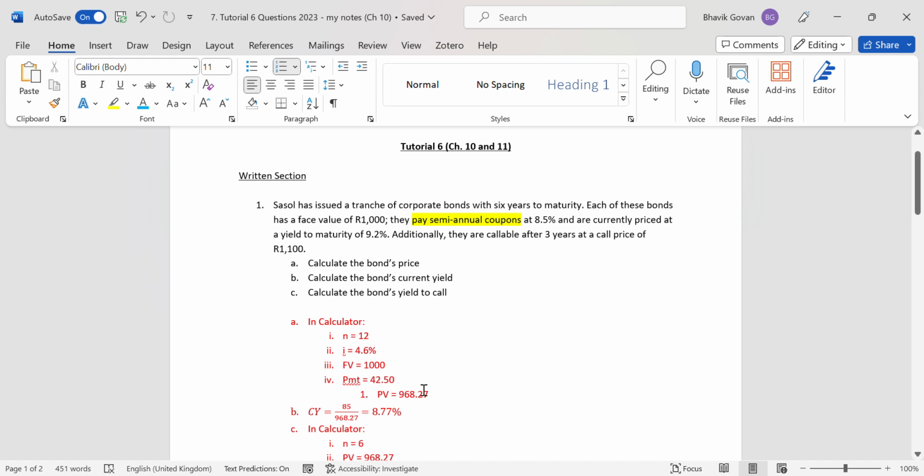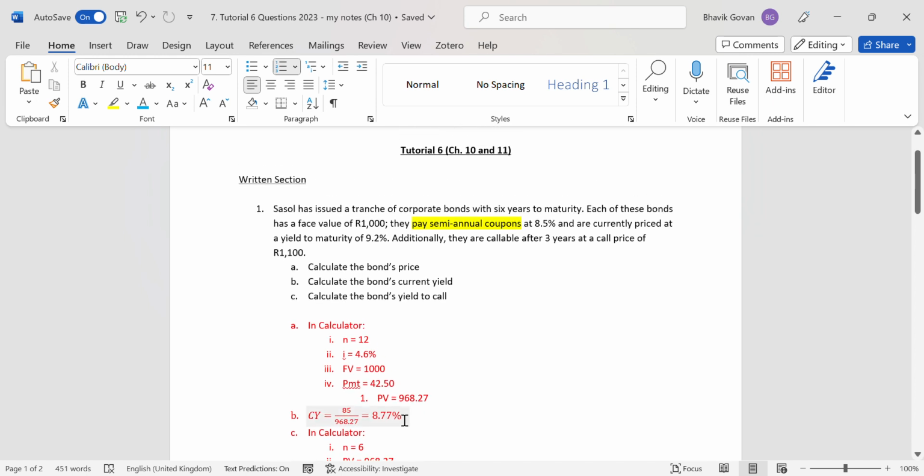The payment is 42.50. So we've got semi-annual coupons at 8.5%. So you just take your 8.5%, multiply it by 1,000, and you'll get 85 rands. But remember, we're paying that 85 rands twice in a year, so you just divide it by 2. That's how you get your 42.50. Input all those into your calculator and compute your present value. So solve for PV, and that's how you get the 968.27.